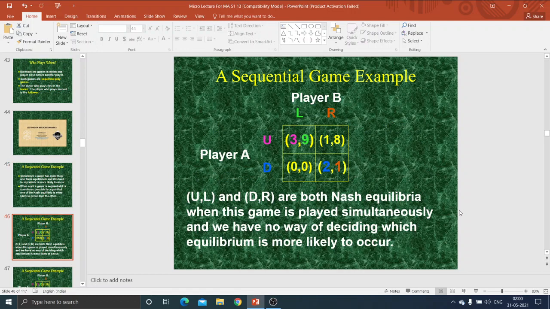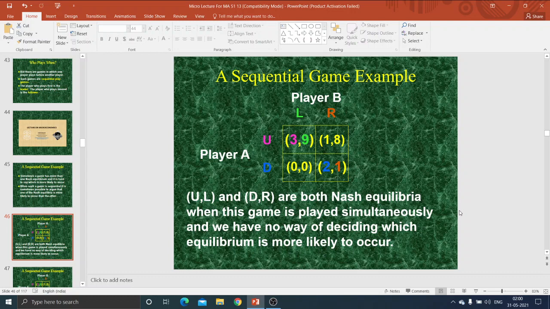Now player B has the strategies of left and right, and player A has the strategies of up and down. We have two Nash equilibria, 3 9 and 2 1, and then the unlikely plays, 1 8 and 0 0. So UL and DR are both Nash equilibria when this game is played simultaneously, and we have no way of deciding which equilibrium is more likely to occur. So in the simultaneous case you have an uncertainty of which one is the best. These are two Nash equilibria, and either of them can happen.